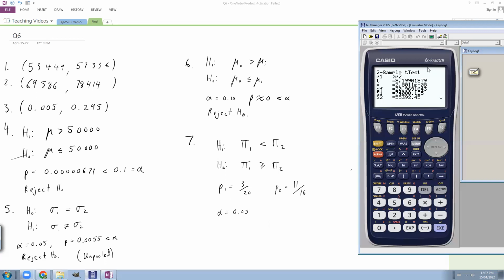Okay, so on the calculator, we're going to do test Z 2p, right? It's a two proportions test. And proportions are always Z. So we want to know, is proportion 1 less than proportion 2? Proportion 1 is 3 out of 20. Proportion 2 is 11 out of 16. And we run that and we get our p-value is, like I said, it's very small, right? 0.0005.